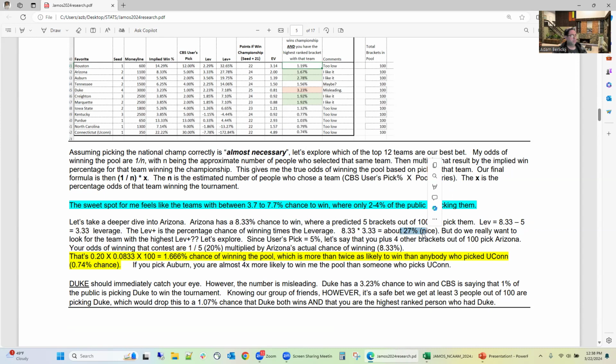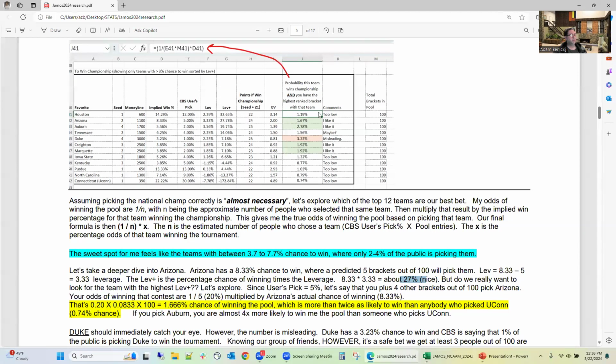I'm not certain I want the one that has the highest LEV plus, because I notice some of them, like Houston, is 33.2%, and Houston doesn't feel right to me. Because this is kind of low. You're buying 1% of the brackets and you have a 1.19% chance of winning. It's basically they have a 14% chance of winning and almost 14% of people are picking them. It's so close that it's not worth it for me.